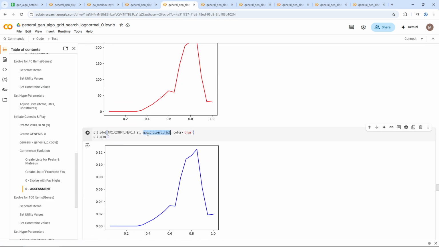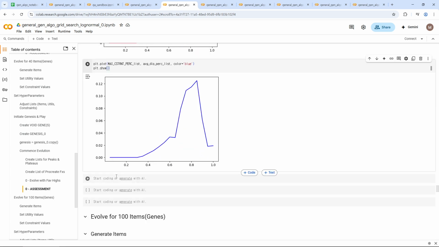This is the plot for the average dip percentage, and it goes up, and kind of staggers, and then goes up again, and then it falls down. It is at its highest at around 0.8, or at 80%.